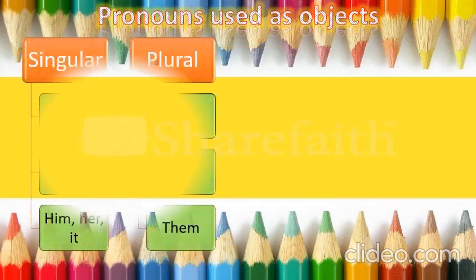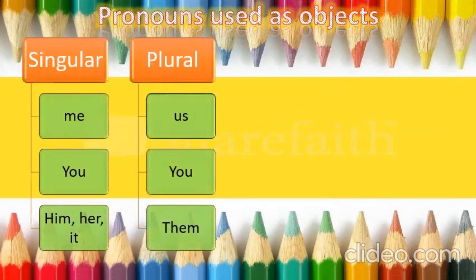Now the other one, pronouns used as objects. So how do we use them when it is not the subject, when it doesn't come in the beginning? So singular, I becomes me, you remains as you, he becomes him, she becomes her, and we becomes us. Oh, I missed one. It is it here. It remains as it only. Now we becomes us in plural, and you remains as you, and they becomes them.